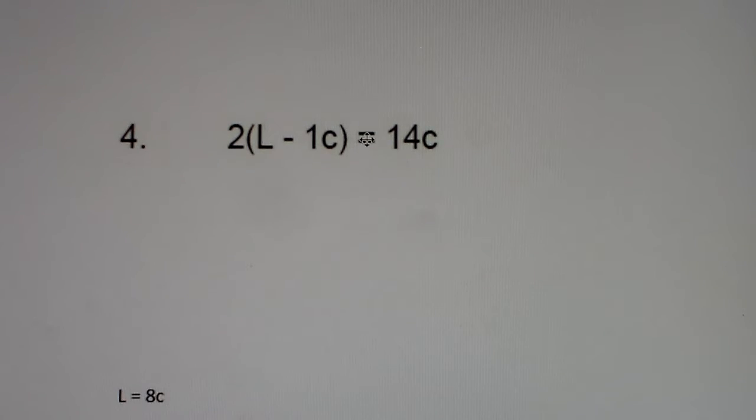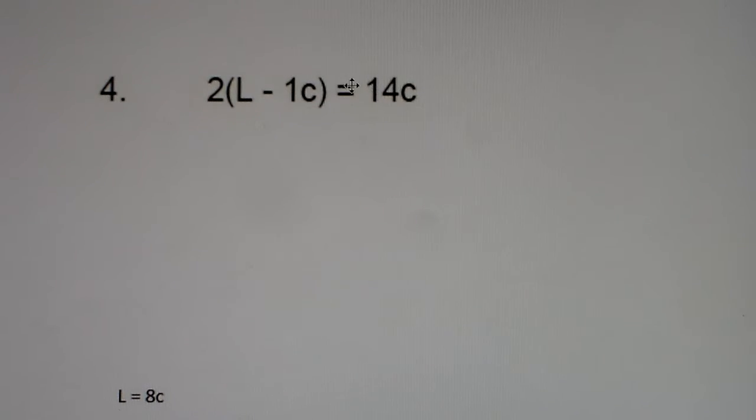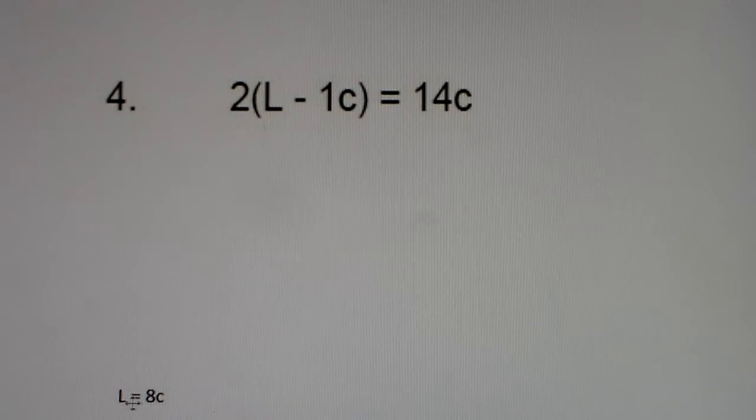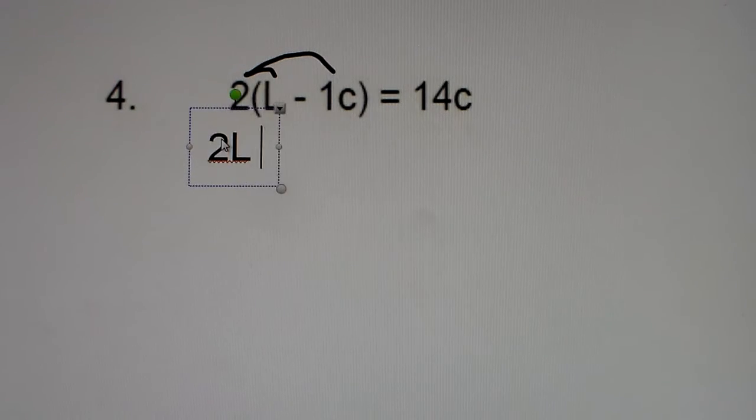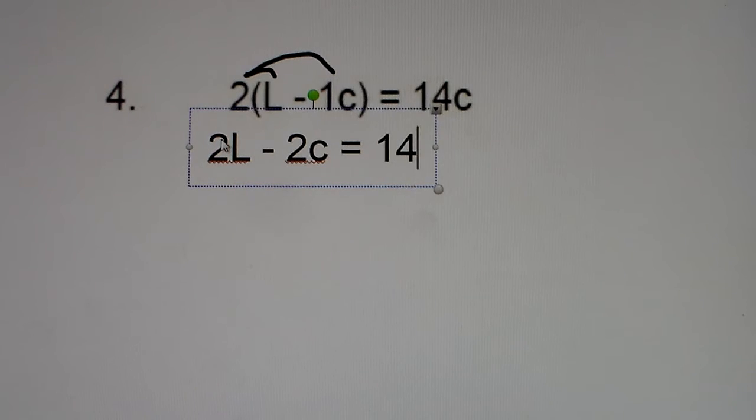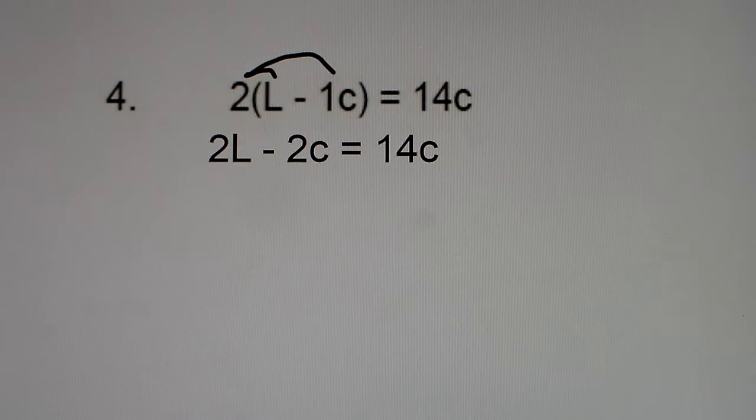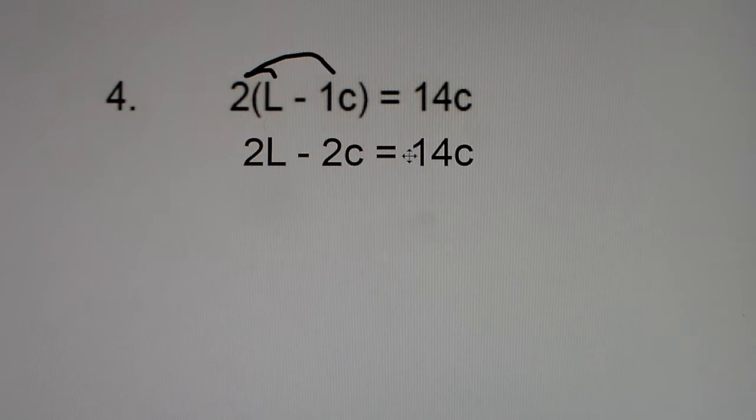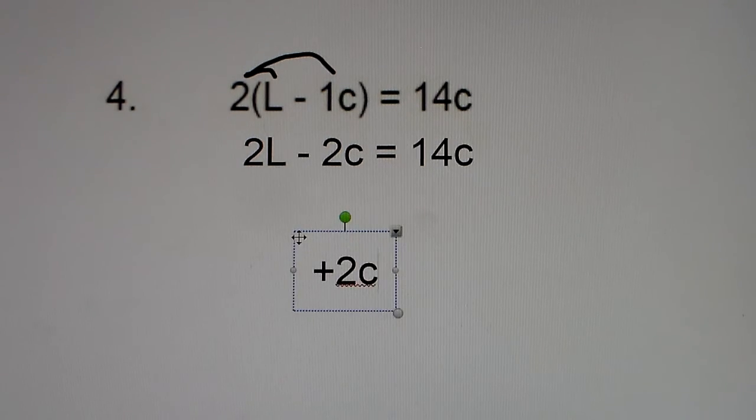Number 4, you have multiple variables again, so let's do one more, and then we'll look through the problems to see if I addressed everything you need. So 2 times L and 2 times negative 1C, just like what we did before. 2L, and then 2 times negative 1 is negative 2C. We got rid of the parentheses, equals 14C. So all I did was distribute. Next, I've got to move the 2C to the other side, so plus 2C.